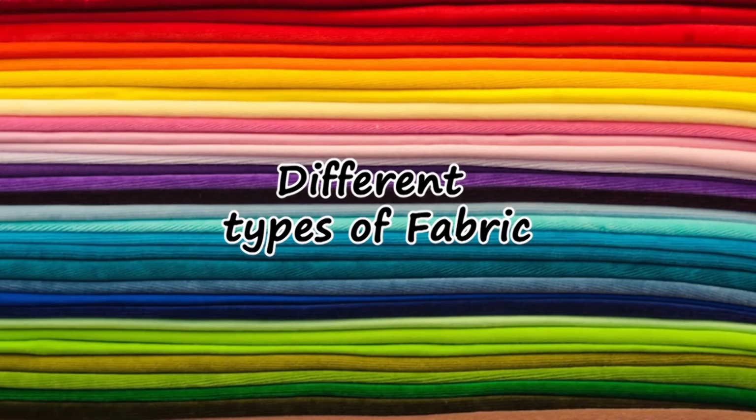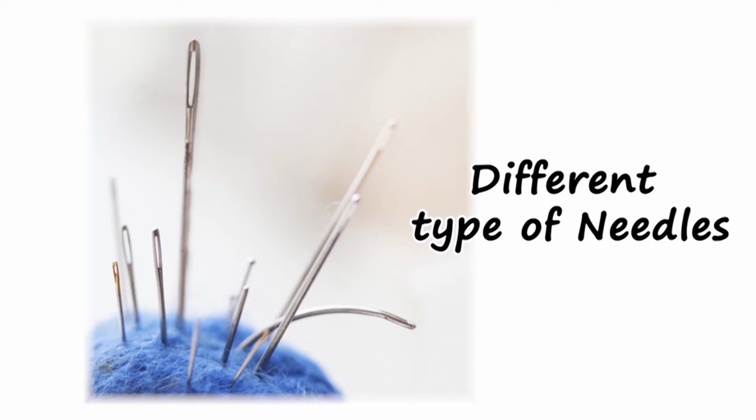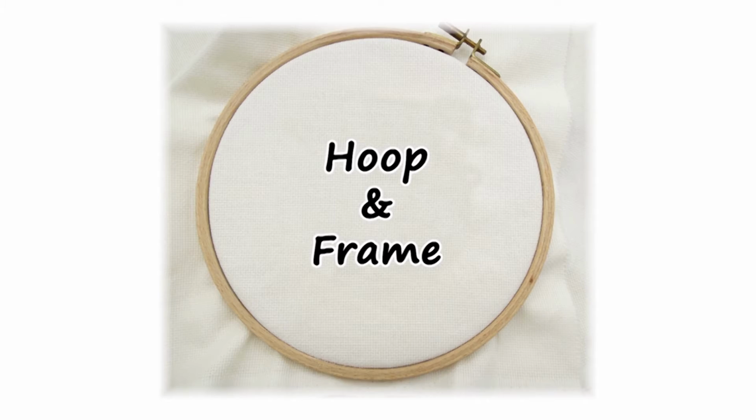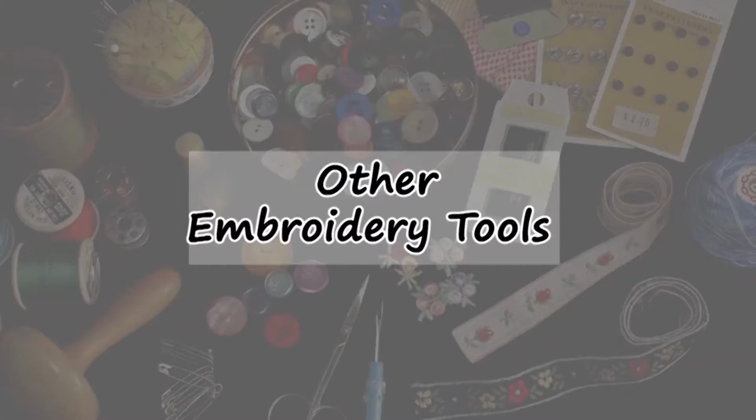To carry out embroidery, identification, selection and handling of embroidery tools and materials are very important. The basic tools and materials of embroidery are as follows. Different types of fabric, different types of needles, types of threads, hoops or frames, other embroidery tools.